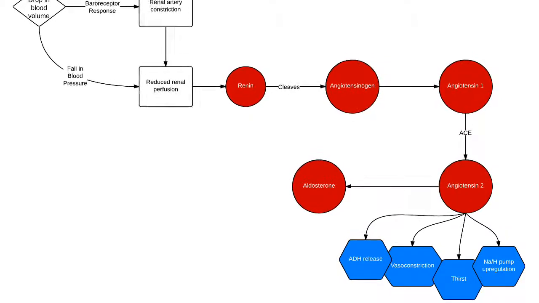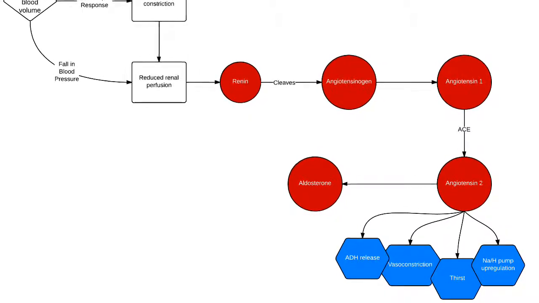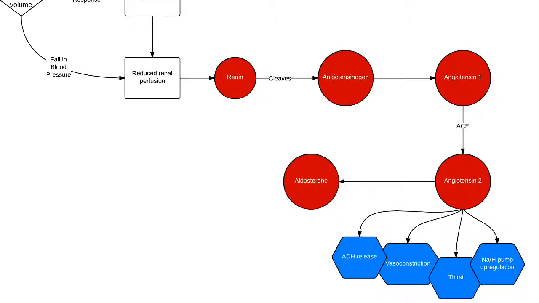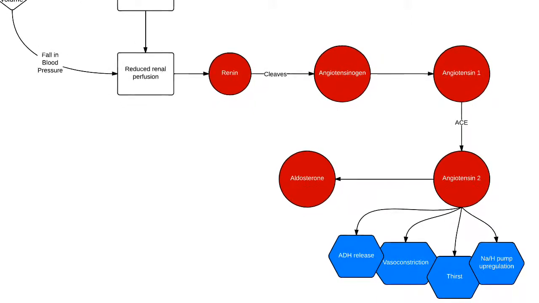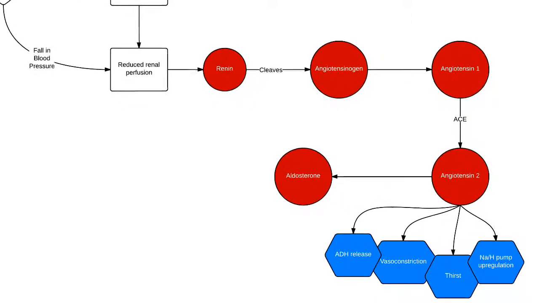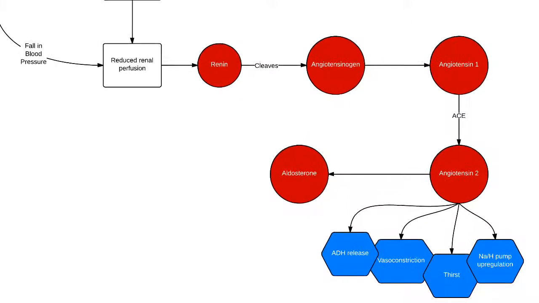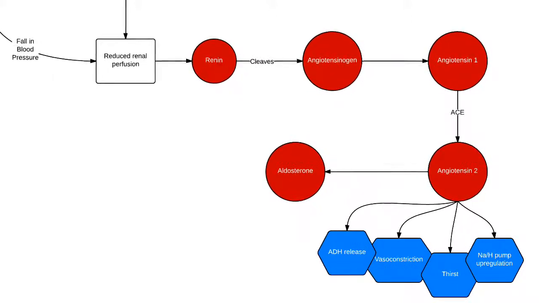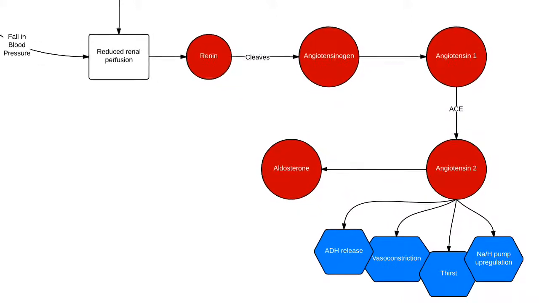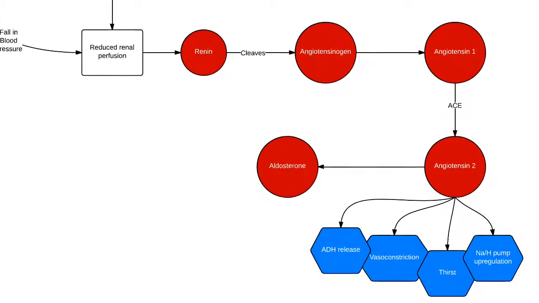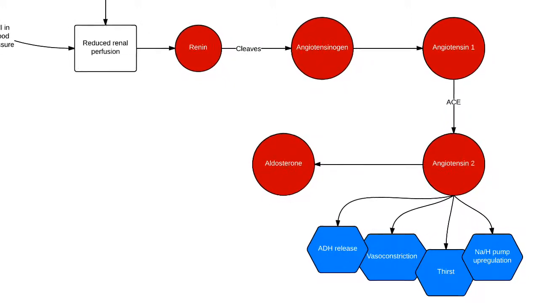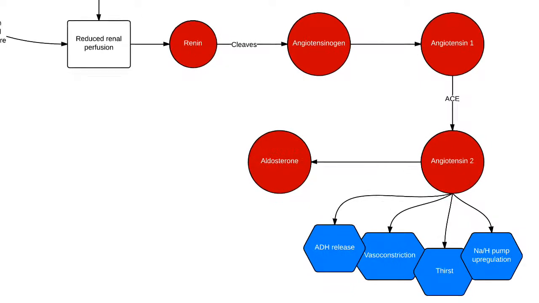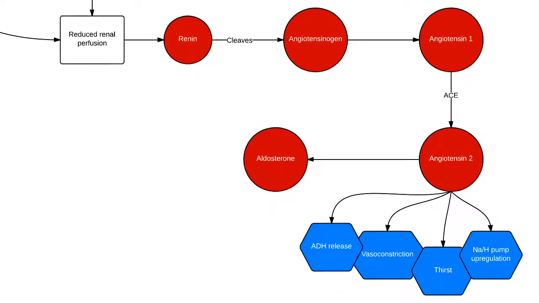Firstly, it is a potent vasoconstrictor, which helps increase blood pressure through an increase in systemic vascular resistance. This vasoconstriction is slightly different in the kidneys, which is something I'll come on to later in the video. Secondly, it stimulates the release of ADH, which causes aquaporin upregulation in the collecting duct, increasing water reabsorption. Thirdly, it causes a feeling of thirst.